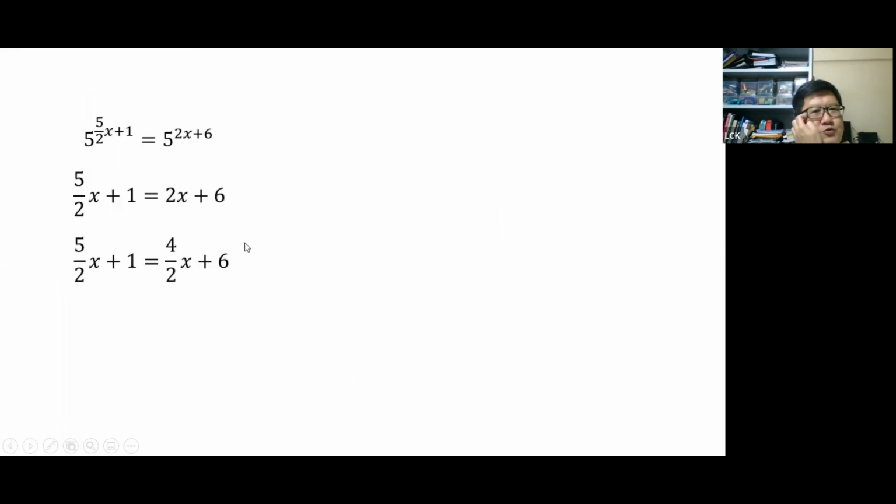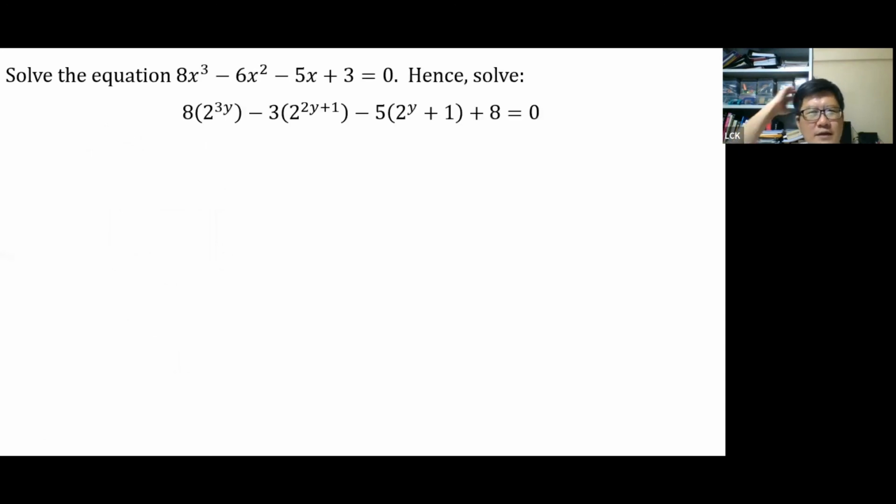And all you have to do now is to do the algebra. 5 over 2 minus 4 over 2 is half x. 6 minus 1 is 5. And if half x is 5, then x has to be 10. Simple. Very, very, very simple. Okay. And let's go on to another one.